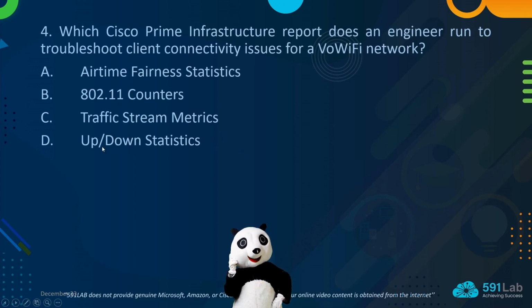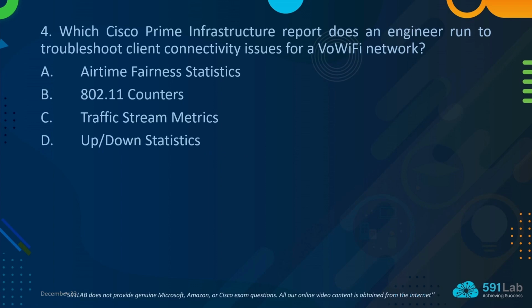If we're going to talk about up and down statistics, basically this is going to mention the speeds of the upload and download. It's going to mention how many gigabytes we have downloaded and uploaded. So it's not going to be very helpful in our voice Wi-Fi troubleshooting. If we're going to talk about airtime fairness, it's also not helpful, because it's not going to point to the issue that the voice Wi-Fi network has. And also 802.11 counters, it basically says how many clients are connected, how many disconnected, and so on. So it's also not helpful.